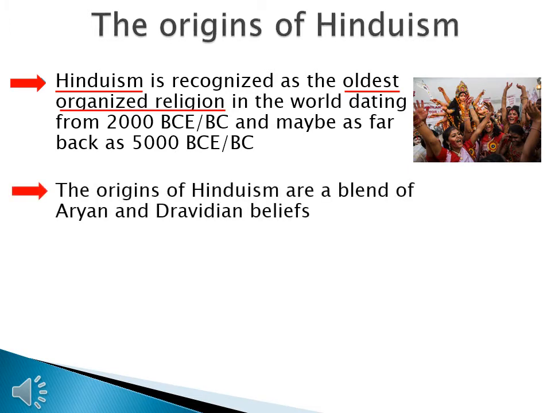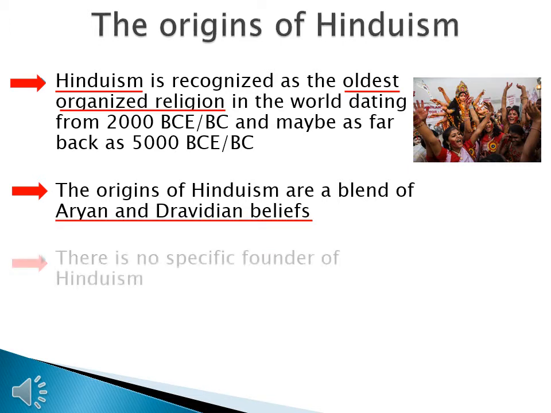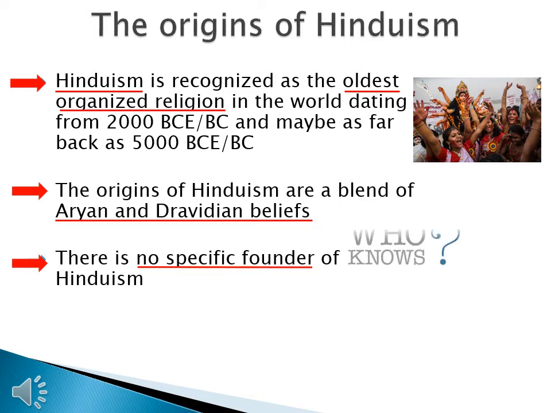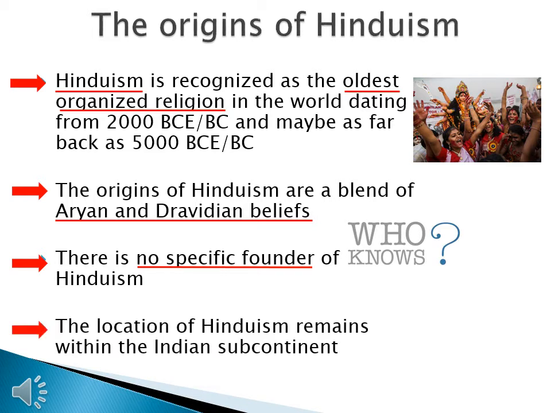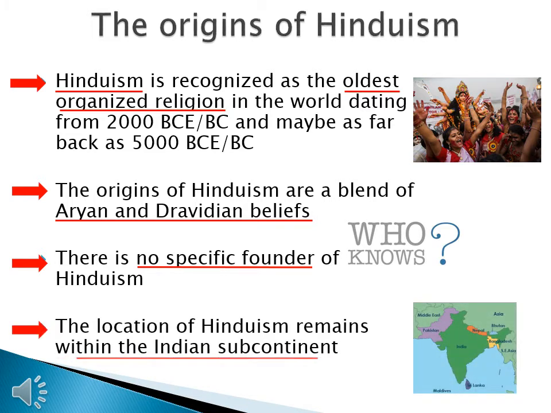The origins of Hinduism are a blend of Aryan and Dravidian beliefs. Because of this, there is no specific founder of Hinduism. There's no one person who founds this religion. Instead, the religion comes together from a blending of other people's beliefs. The location of Hinduism remains within the Indian subcontinent. Hinduism has not really spread beyond India. Go to the next slide.